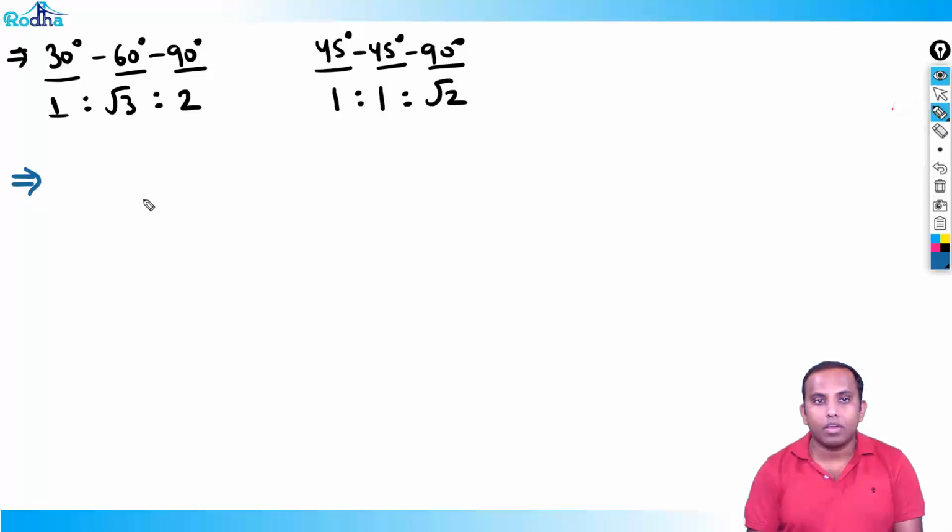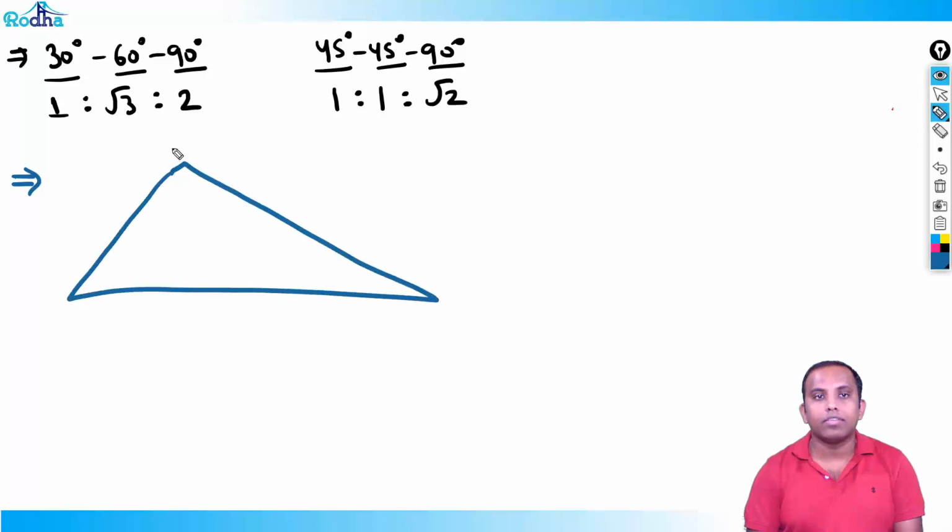See, in any triangle, let's say this triangle is ABC, and this is the altitude AD. This is 90 degree, and this length is, let's say, 100. This is 30 degree, and this is 45 degree.